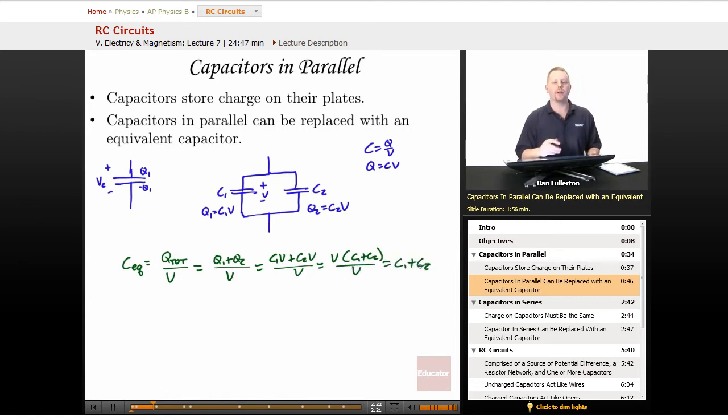Or in short, for capacitors in parallel, to replace them with an equivalent capacitance, all you do is add the individual capacitances. So the equivalent capacitance formula is C1 plus C2, and you just keep on adding them for however many capacitors you happen to have in that parallel configuration.